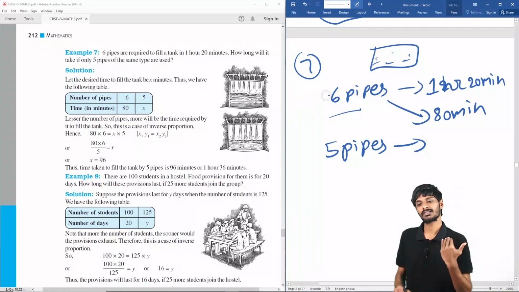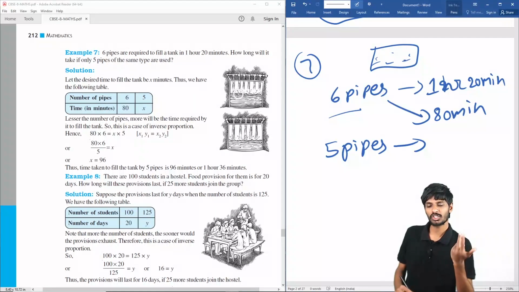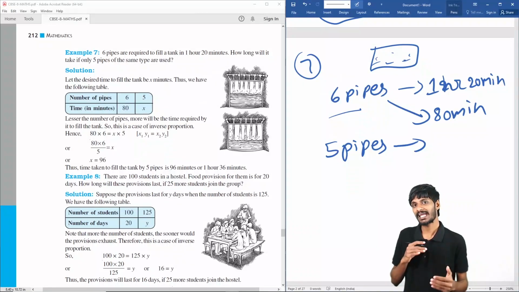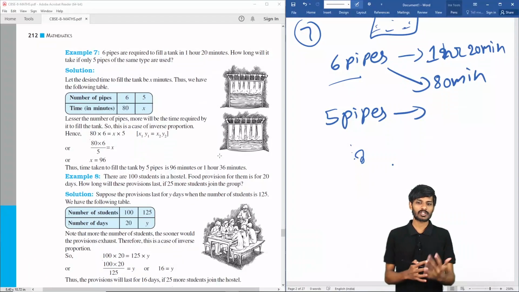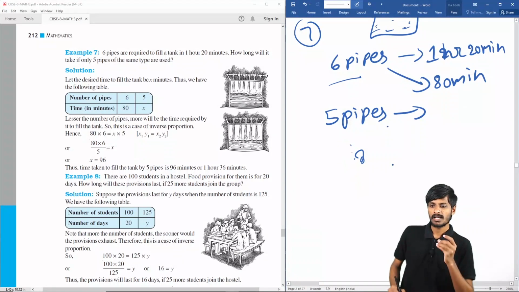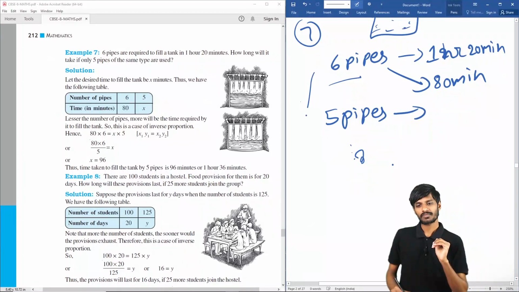So the work of that pipe has to be distributed to all the other pipes, and it has to take some more time to fill the same water tank. 5 pipes are doing the work, and the time will be increased automatically. As the number of pipes decreases, the time increases. So it is inverse proportion.